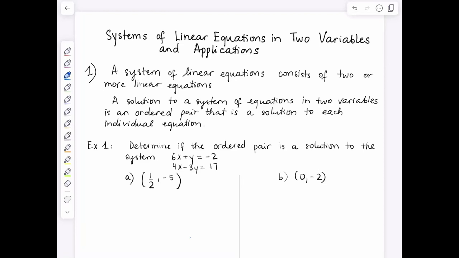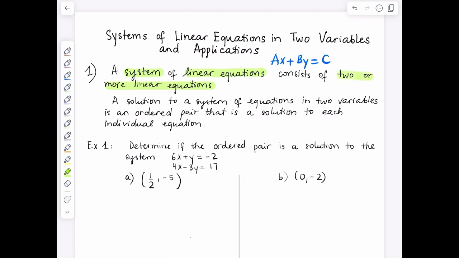In this section, we are going to talk about systems of linear equations in two variables and some applications. Now, a linear equation is defined, in standard form, as ax plus by is equal to c. So when we talk about a system, we're referring to two or more linear equations existing at the same time.